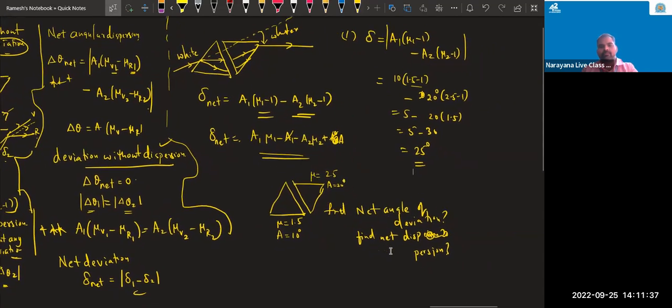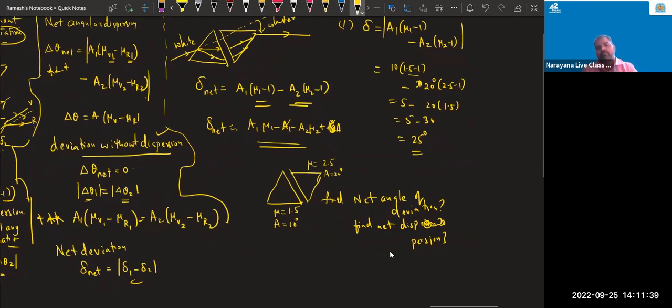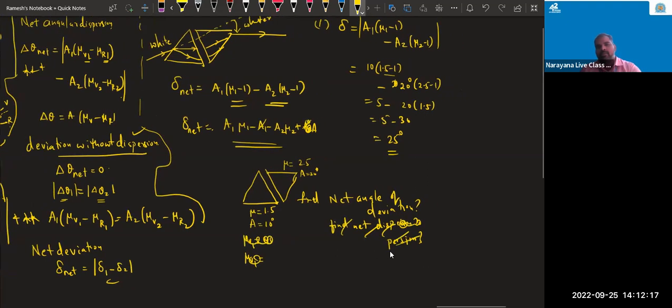Net dispersion. Data is insufficient because the mu values of violet and red should be given. Okay, leave it. Net dispersion you will see in real JEE problems.